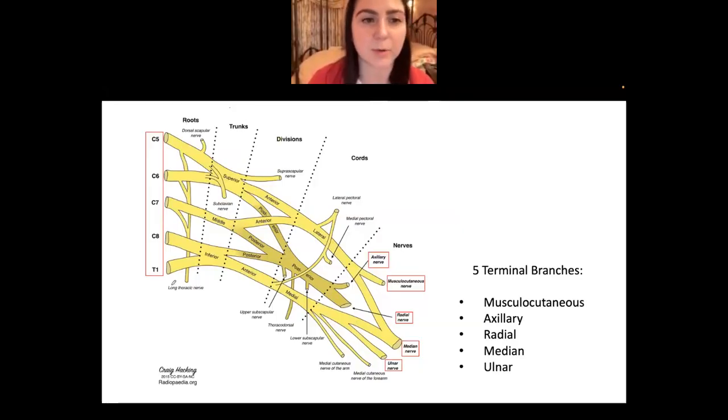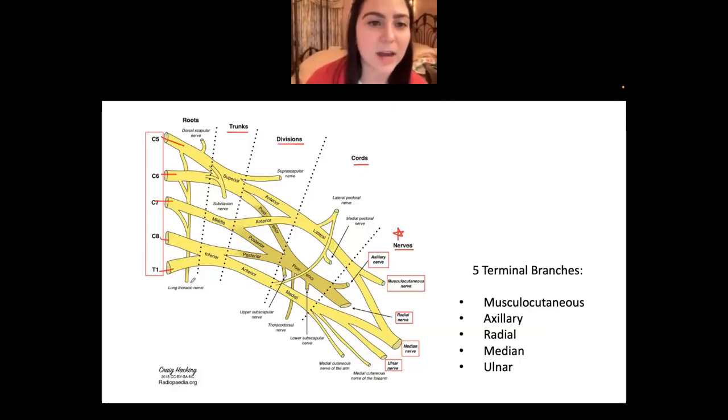We have the roots, which is what we just talked about: C5, C6, C7, C8, T1. Imagine the neck is here where this red box is, and these are the spinal levels coming out from the neck. And remember, they come out on both sides, so they're bilateral. For the brachial plexus, it's going to form into trunks, then divisions, then cords, and then the nerves. And what I'm focusing on today is the terminal nerves.